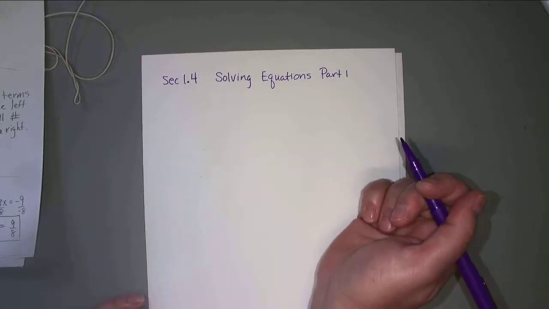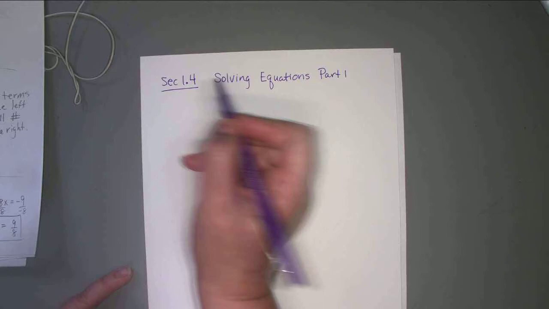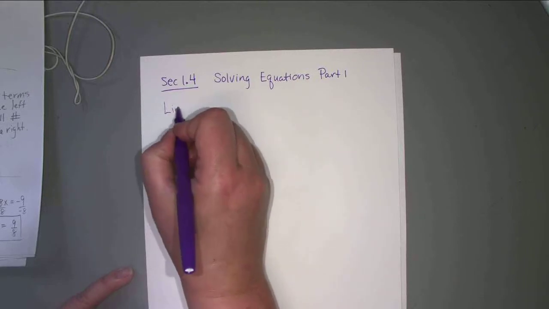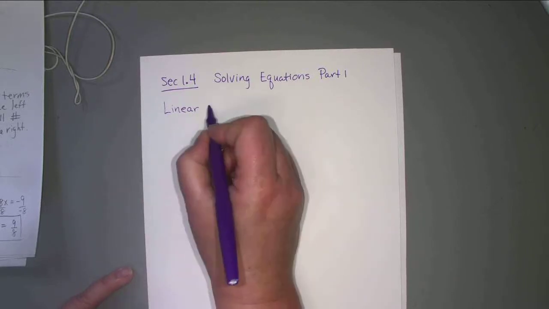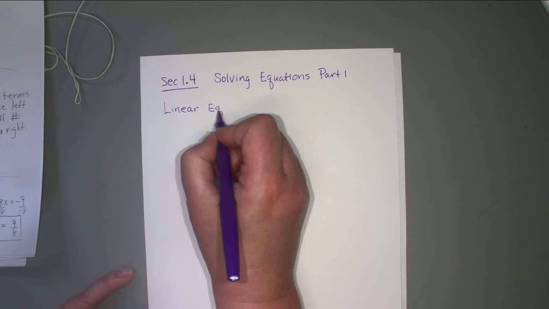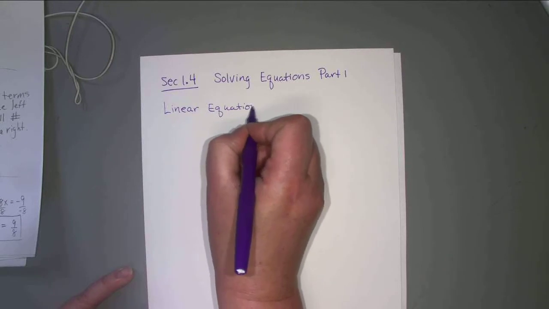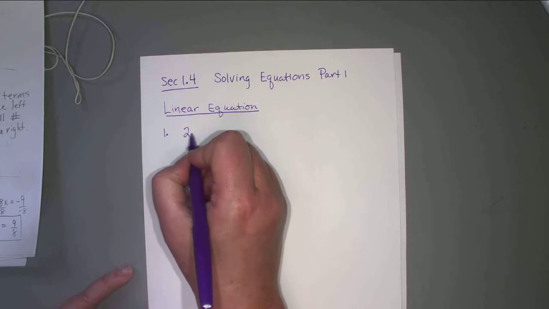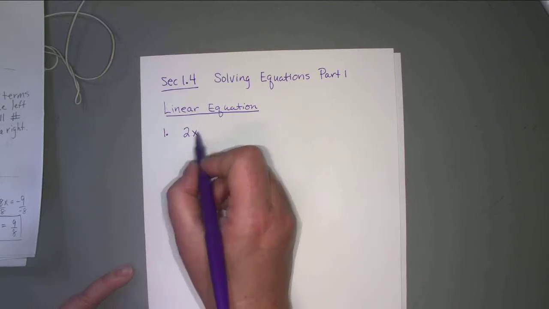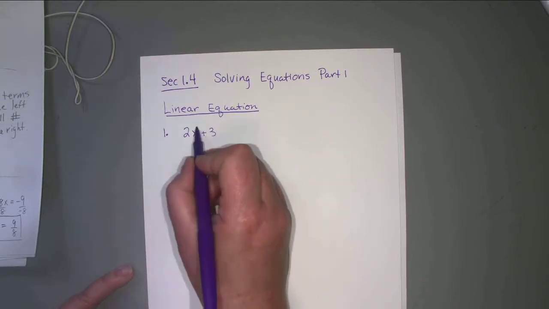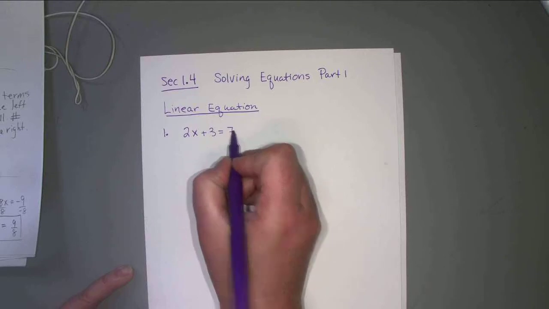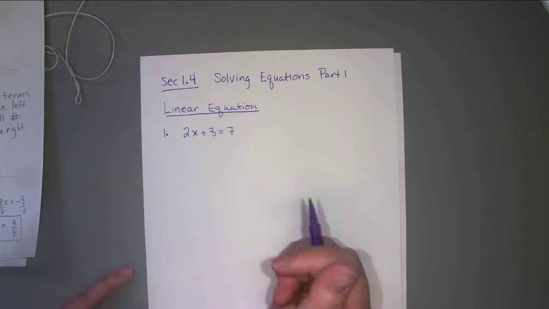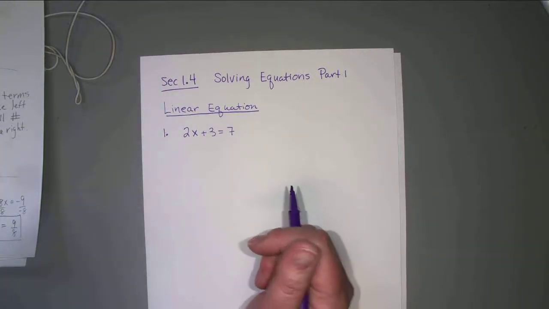So we're going to see solving equations part 1. First, when we're talking about solving equations, we'll talk about linear equations. Linear equations are when the highest power on the x is a 1. So this is just an x. It's understood that the power here is 1. So it's not x squared or x cubed. So this would be the type of equation you're solving.